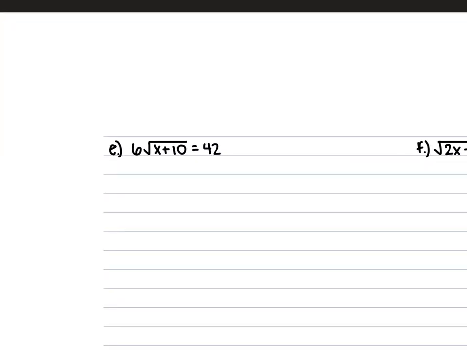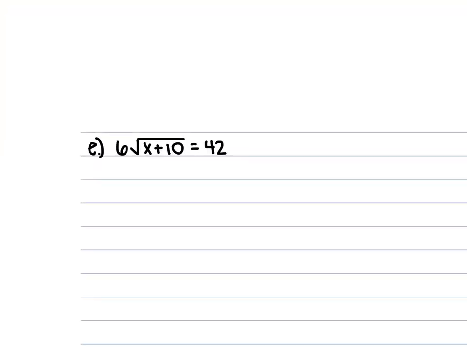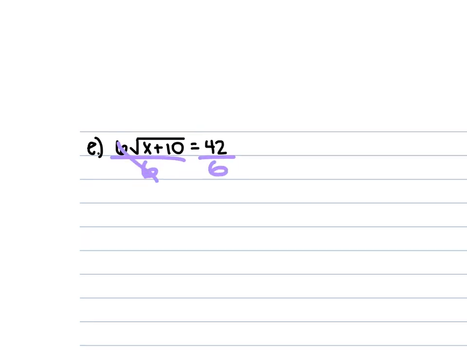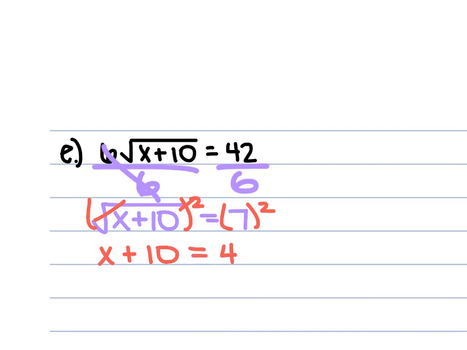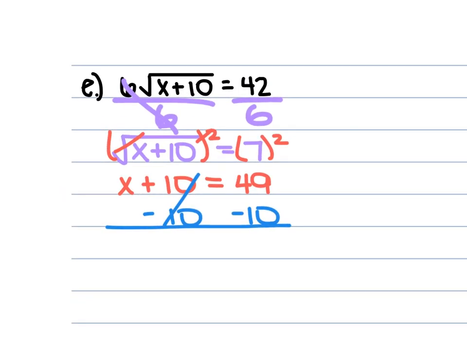For our next example, we have 6 square root x plus 10 is equal to 42. So we're going to start by dividing each side by 6. We're going to have the square root of x plus 10 is equal to 7. Square both sides. Get rid of that radical and the power to be left with x plus 10 is equal to 49. Subtract each side by 10. We're going to have x is equal to 39.